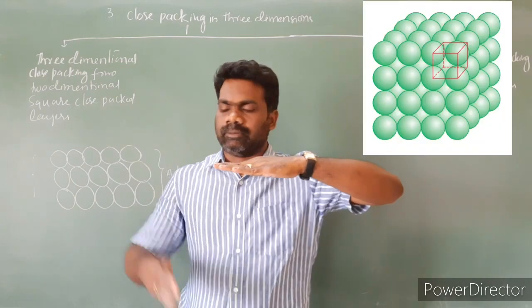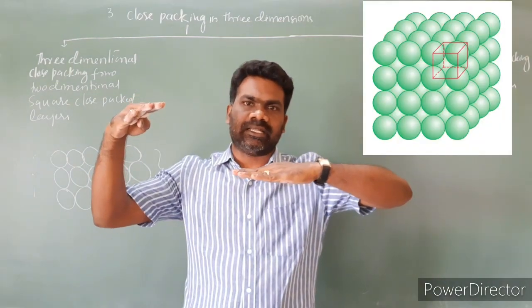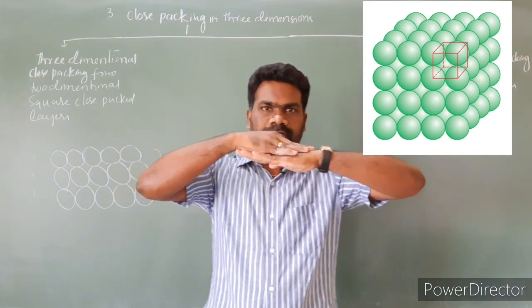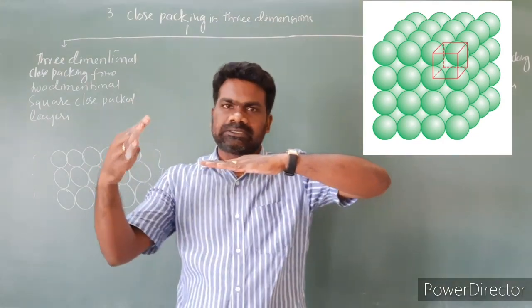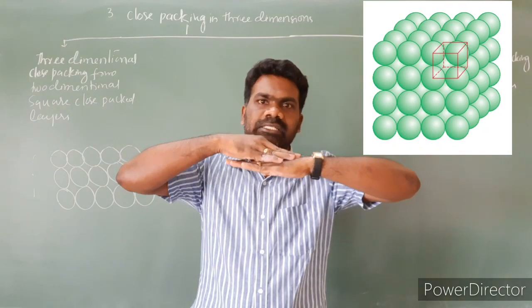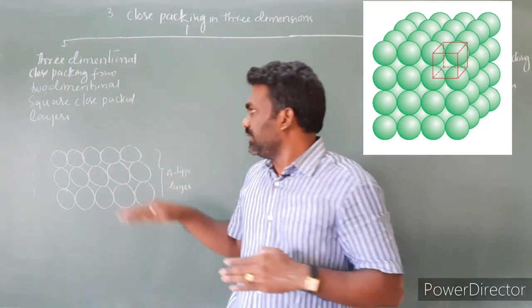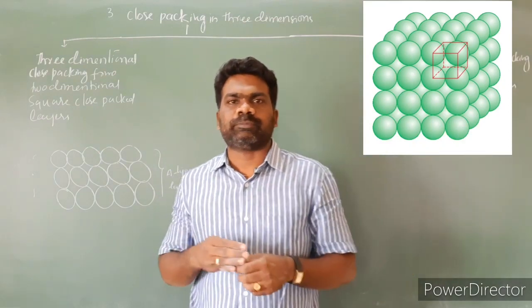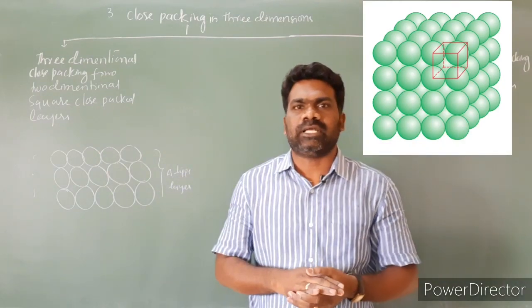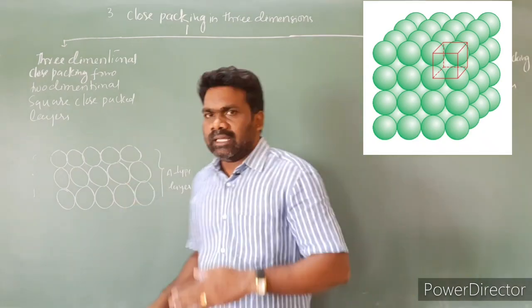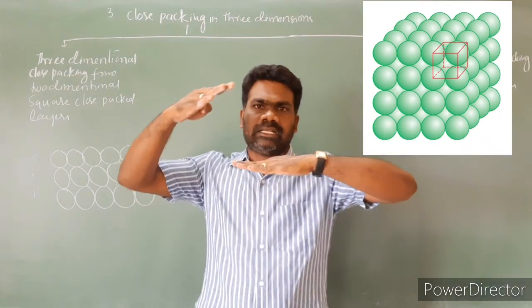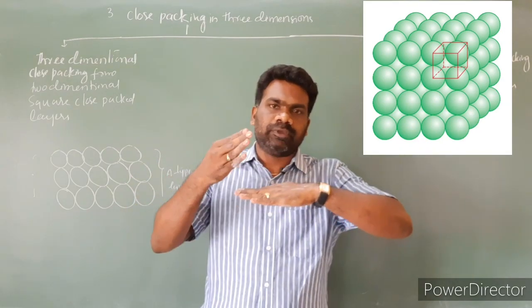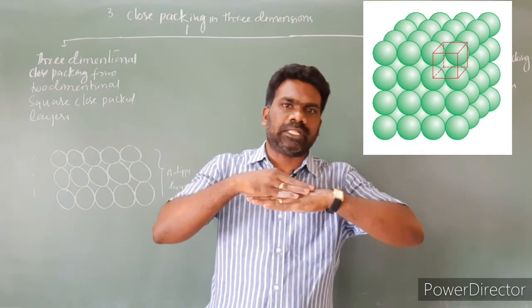Next, imagine this is the second layer. I am placing the second layer exactly above the first layer. When we place the second layer exactly above the first layer, it must be in such a way that the spheres of the second layer are aligned with the spheres of the first layer, horizontally as well as vertically. That means we have to place the second layer exactly over the first layer.